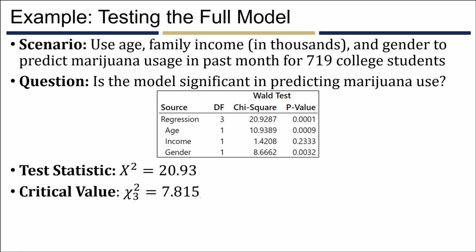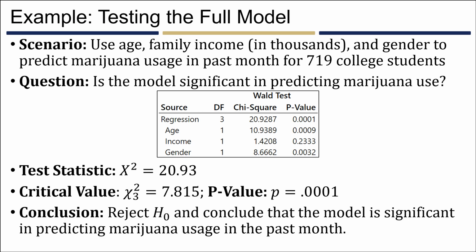The critical value, giving us 5% of the area in the upper tail of the chi-squared distribution with 3 degrees of freedom, is 7.815. We can also use the p-value from this output. The area above 20.93 in a chi-squared distribution with 3 degrees of freedom is 0.0001. What this tells us is that we can reject the null hypothesis and conclude that the full model is significant in predicting marijuana usage over the past month for college students.